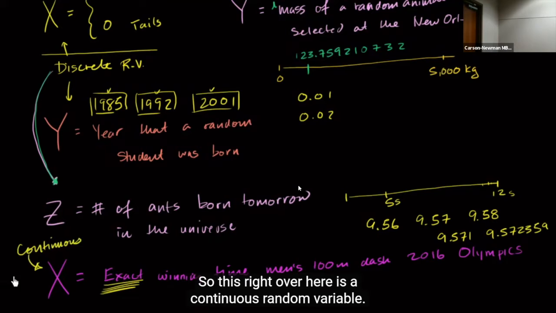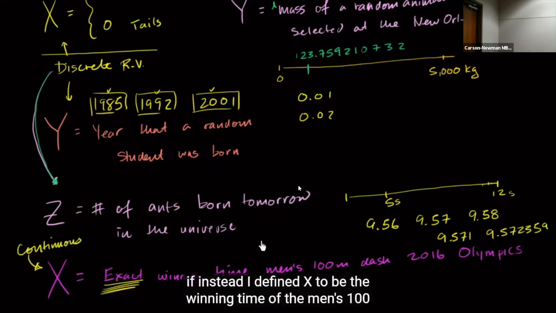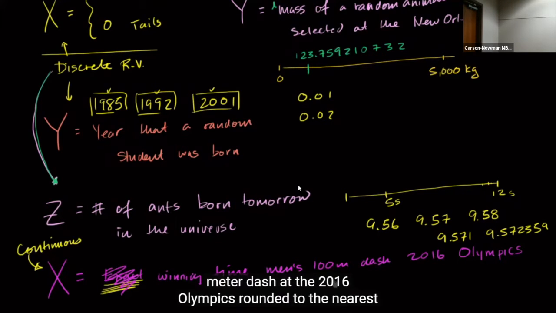random variable. Now, what would be the case, instead of saying the exact winning time, if instead I define X to be the winning time of the men's 100-meter dash in the 2016 Olympics, rounded to the nearest hundredth.